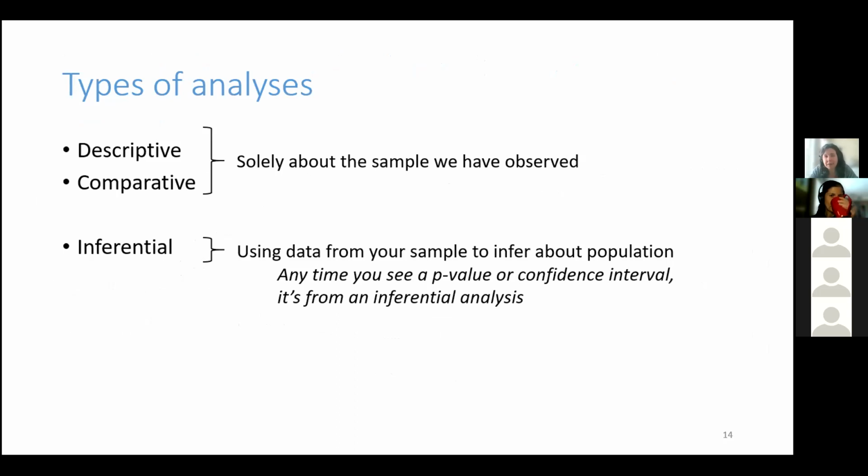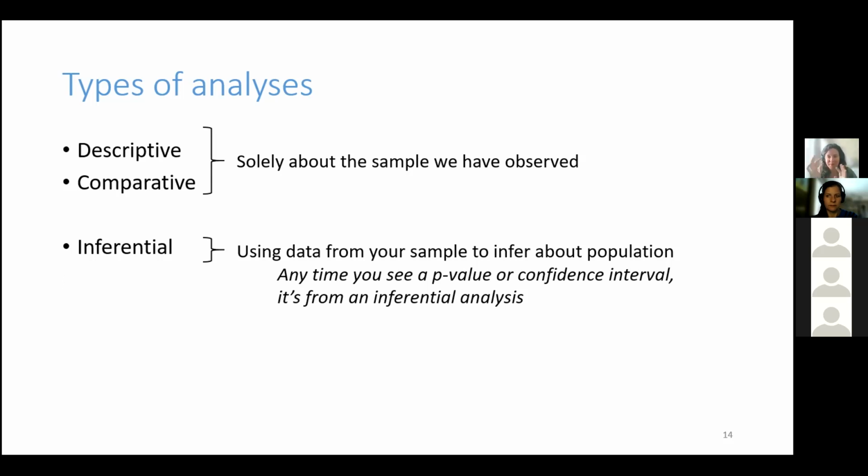There are many types of analyses, but I'm mostly going to talk about inferential versus descriptive or comparative. Descriptive and comparative have to do with the sample that you've observed. Inferential analyses are where you use data from your sample to infer something about a bigger population. Descriptive is exactly as it sounds. It is describing what you've seen, painting a picture of what you've observed in the sample that you have. Inferential is making inference. It's saying, I looked at this sample, but I want to say something about a population beyond who I've looked at.